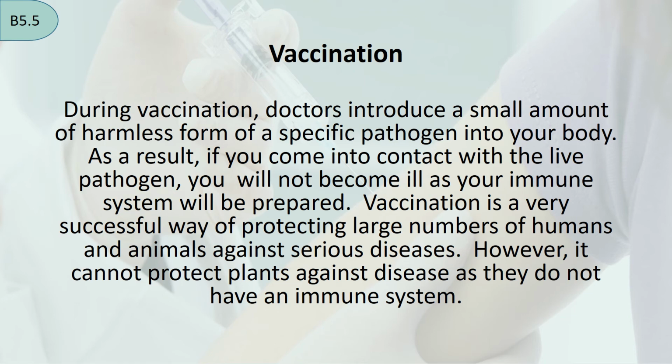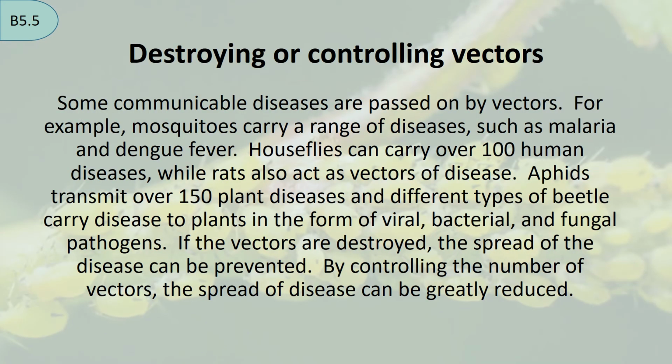So, a massively brilliant way of controlling infectious diseases: destroying or controlling vectors. Particularly when we think about mosquitoes, a vector for malaria, and things like rats carry the plague. So if you can control the vectors, what is spreading the disease, then we can reduce the numbers.